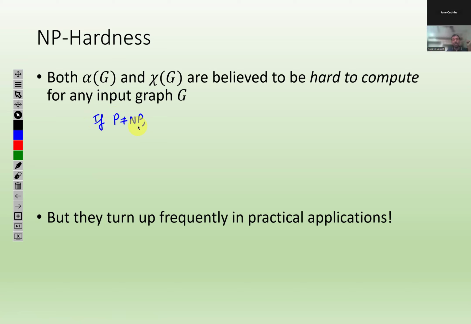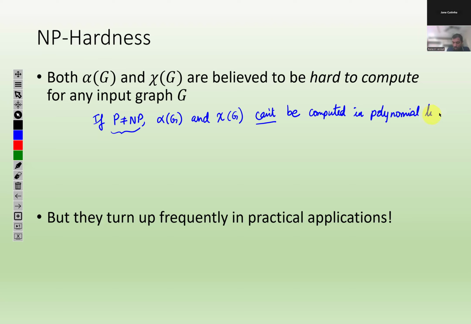So if P not equal to NP, alpha of g and chi of g can't be computed in polynomial time. I'm just writing this. If you're not aware of P and NP, that's fine. Now you can just see that this is kind of the core thing that one can take as a standard assumption. And if one proves this, it's a really huge thing. So what do I mean by polynomial time? In case you're not aware, it's just running times like n squared or n cubed and so on. Okay.